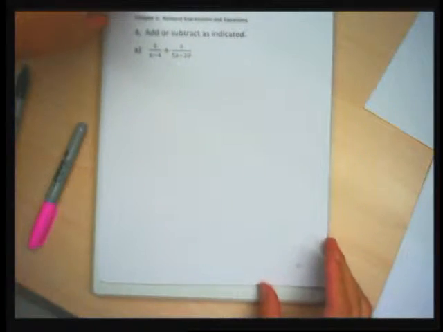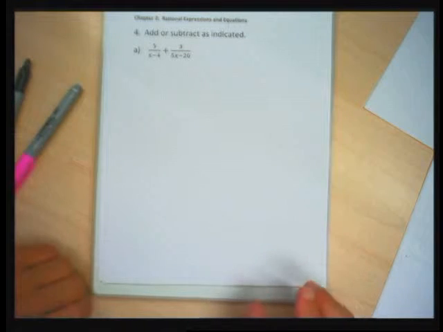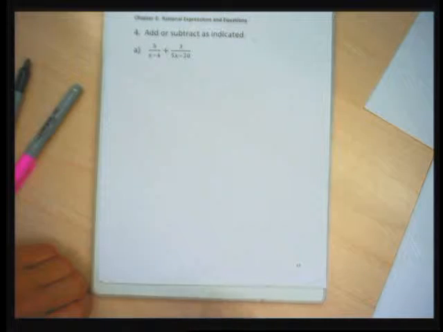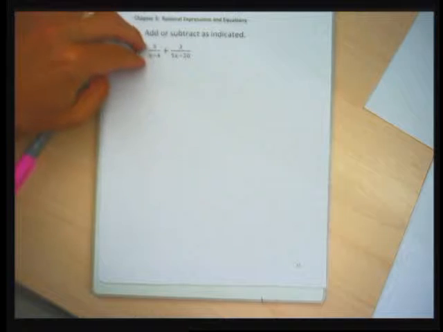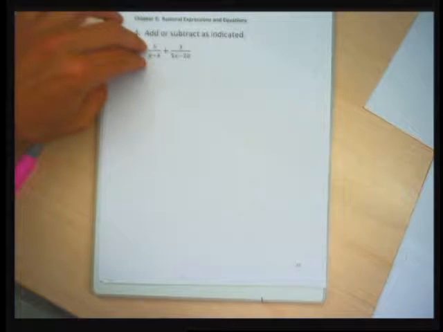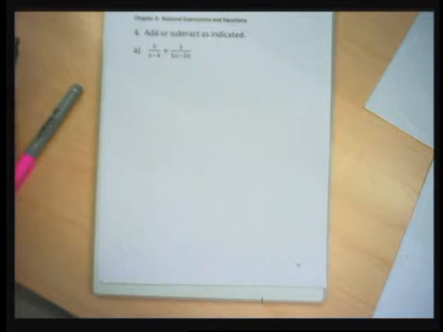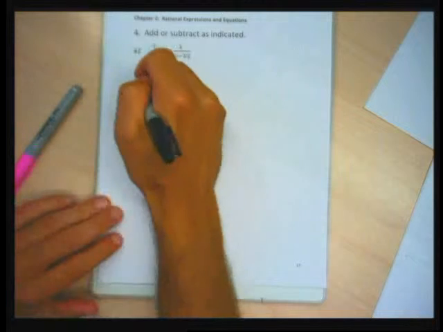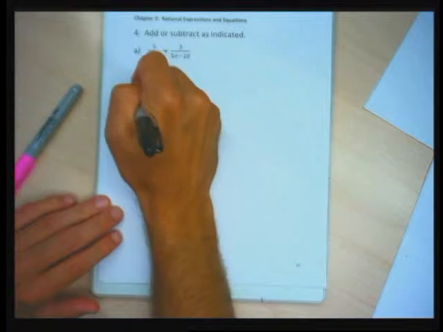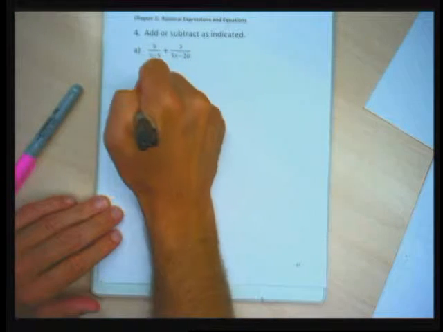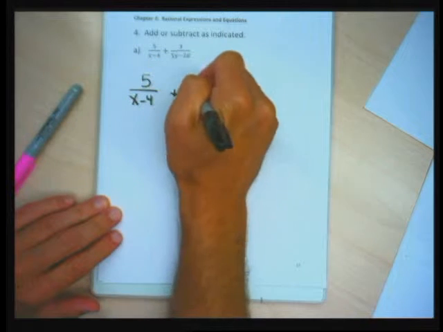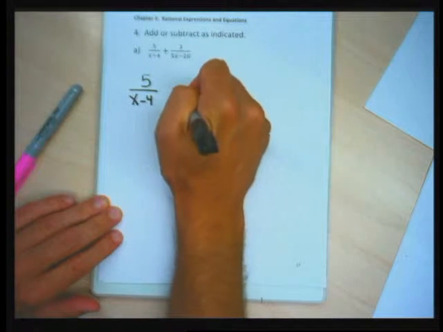4a, there's a little wiggle room in terms of how you do the problem. If you just multiplied the left fraction by 5 over 5 without factoring the right denominator, that's okay. I'm going to factor the right denominator. I'll write down what answers I would accept, and so if your work's a little bit different, that's okay.